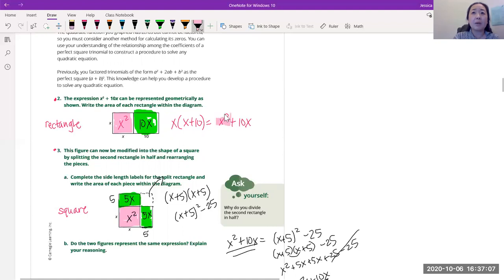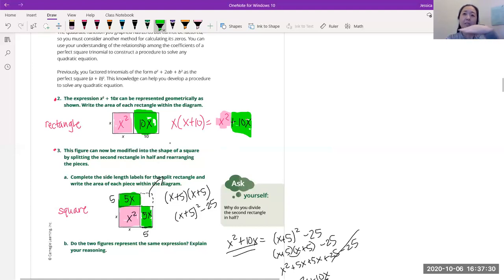So this is the x squared, and in green, this is going to be my 10x. That's the area for the expression x squared plus 10x. The way we got this is like what we did yesterday with the GCF. If we factor out an x, it's literally like the length times the width.